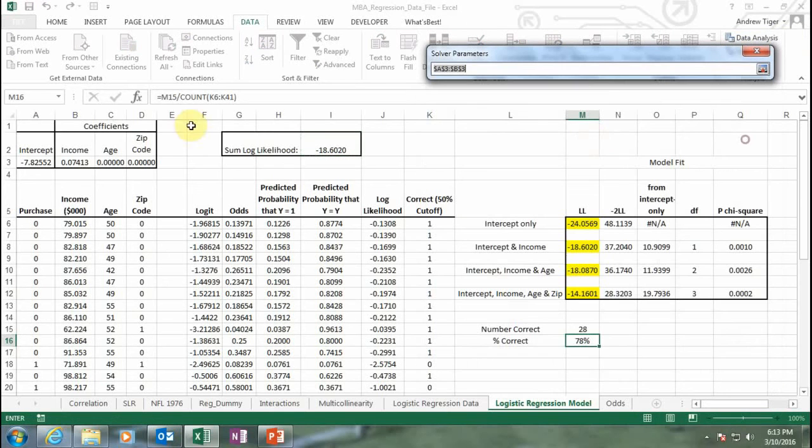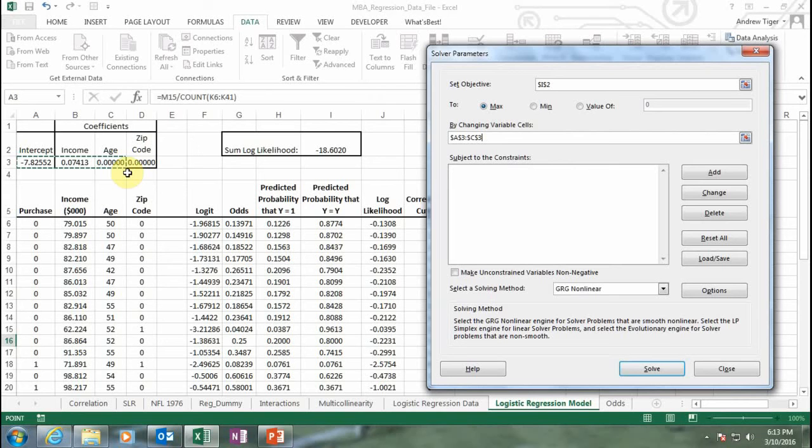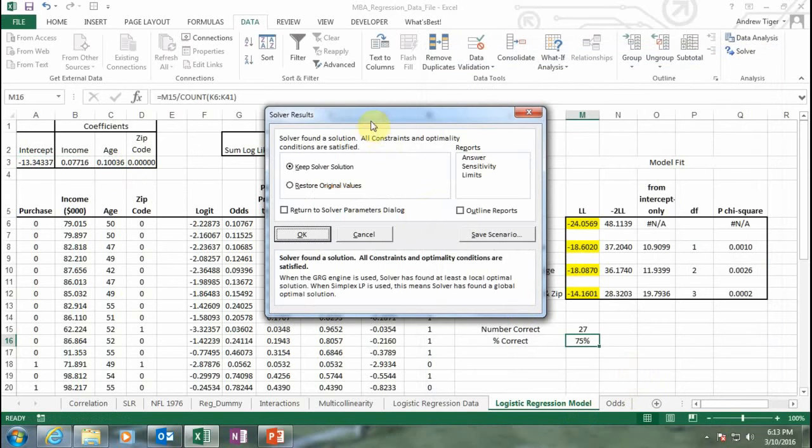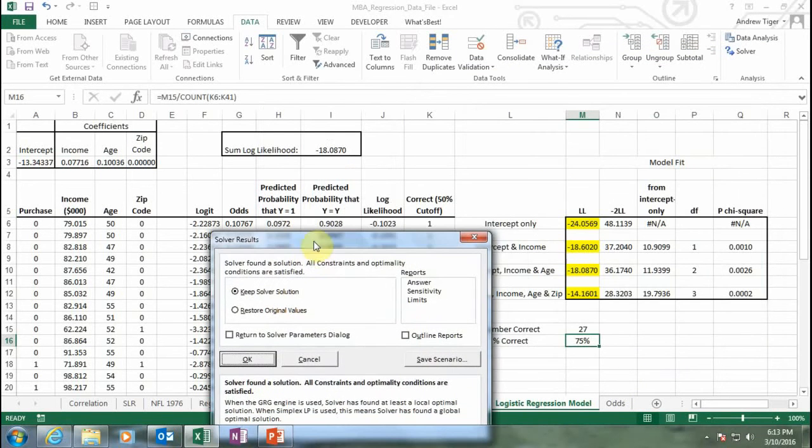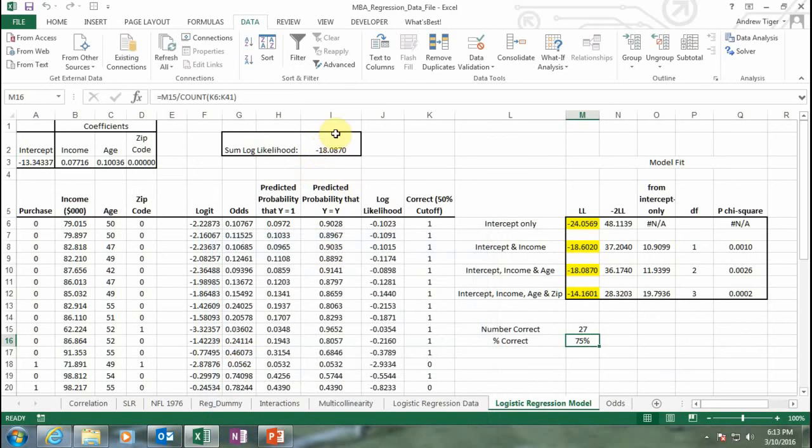And now I'm going to let it change the intercept, the income, and the age of the person. And hit solve. And yet again, it went up again, but not by much. So what is that telling you? You can see that the log likelihood went from minus 18.6 to minus 18. The age of the person is probably not that important because it didn't really move the likelihood much at all.